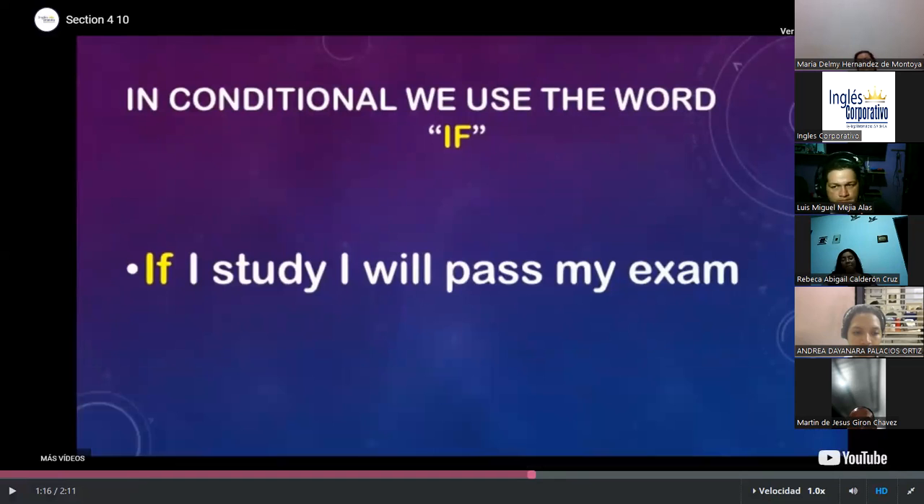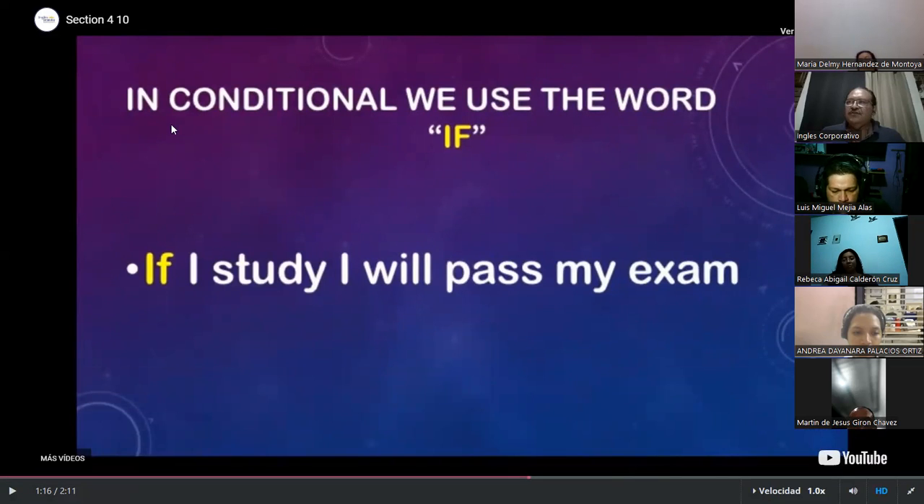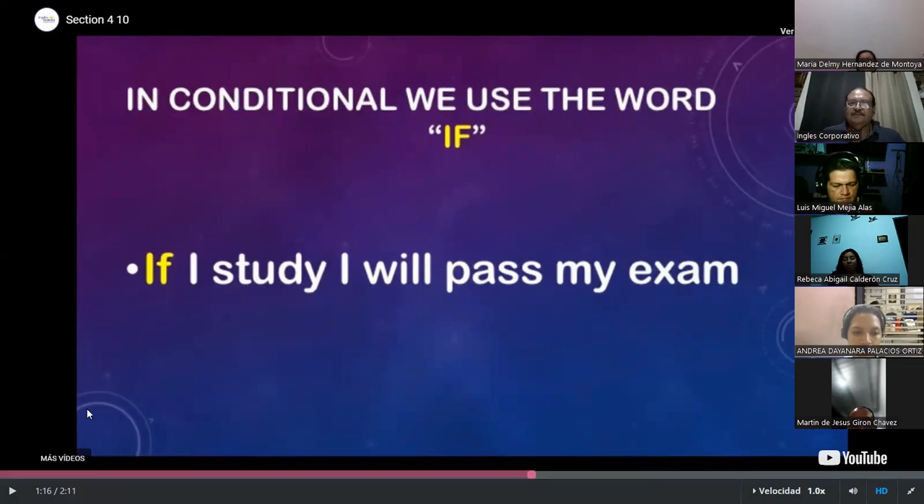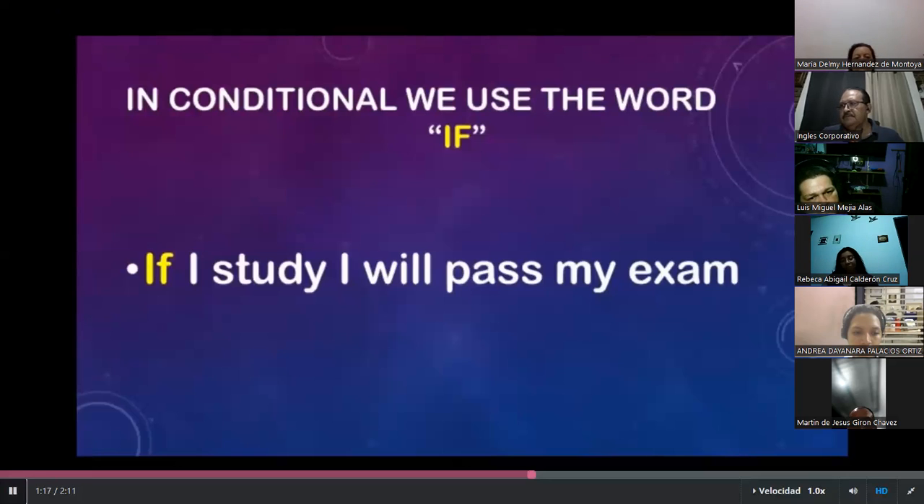In this one, if you see that they are using the conditionals, the first or the zero? Zero conditional or first conditional? It's first conditional. Yes, that's correct. There is a mistake in this sentence. What is the mistake? The comma. Always remember, here in the video they forgot the comma, but we always have to use a comma when the sentence begins with if. If I study, comma, I will pass my exam.